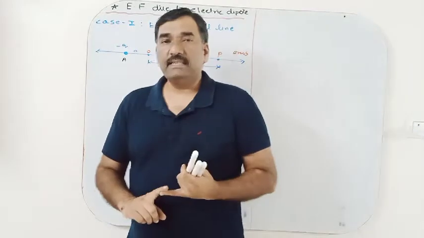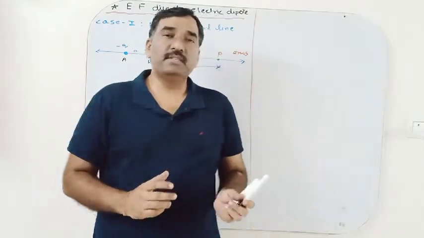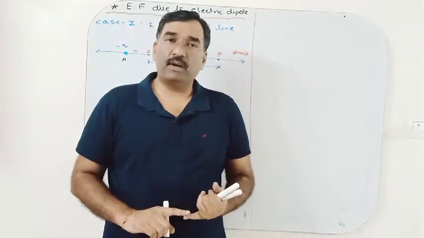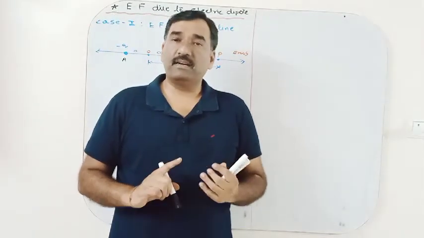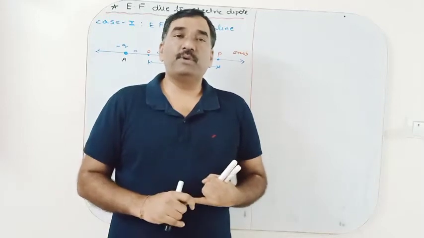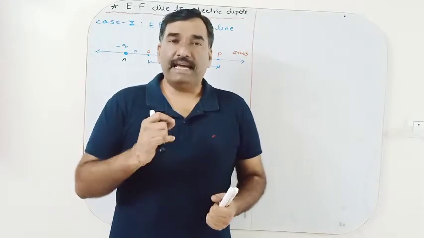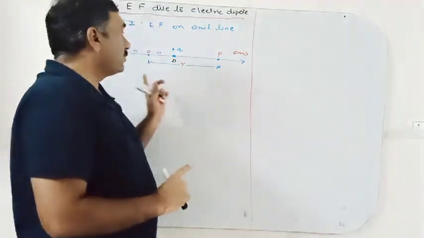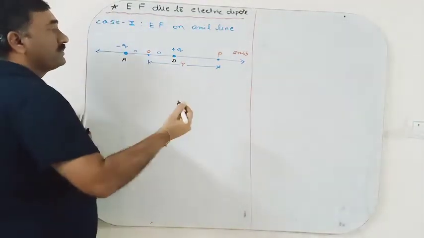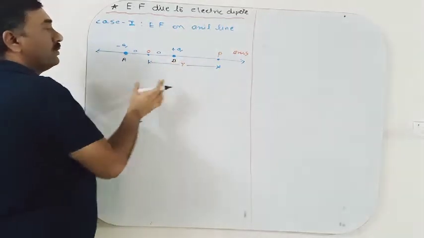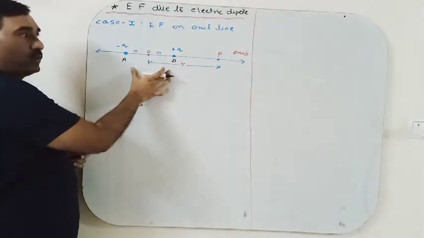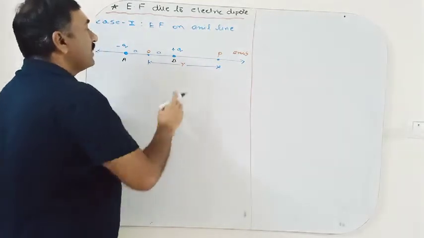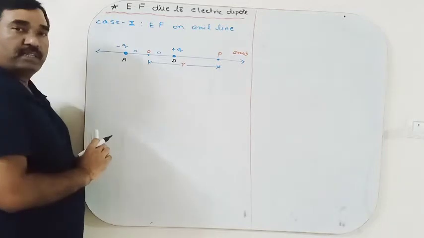We have already seen that the total charge on an electric dipole is 0, but the electric field is not 0. So today we are going to derive the formula for the electric field due to an electric dipole. First of all, we take the electric field on the axial line of an electric dipole, the axis which is passing through the electric dipole. Suppose minus q and plus q are the two charges separated by a distance of 2a, and P is any point on the axis of the electric dipole at a distance of r from the origin.